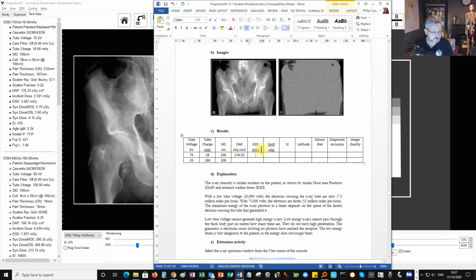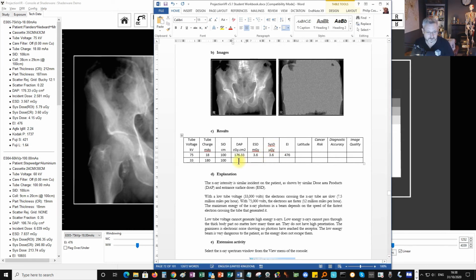The entrance surface dose was 3.567, so we'll say 3.6 milligray. The system dose, much lower, of course, is 3.6 microgray. So that's 1,000th of the entrance surface dose. So the measurement at the surface of the patient is 1,000 times the measurement at the receptor. And the exposure index is 476.